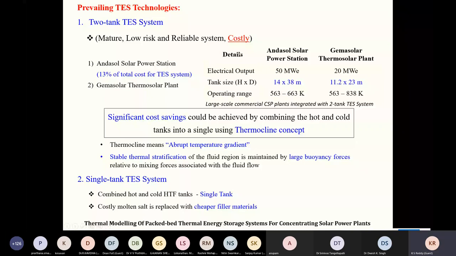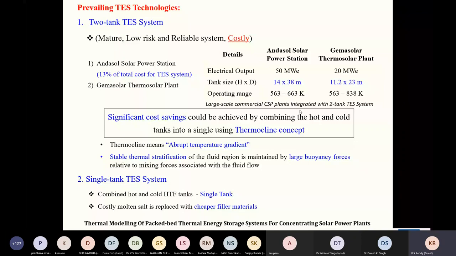There are some power plants across the world, Andasol power station and Gemasolar, another power plant, where they have used large scale power plants with 50 megawatt to 20 megawatt capacity with different temperatures. And of course, there's substantial improvement in that. It's a thermocline, but the problem is 2 tanks is literally 2 tanks. Only 1 tank is ideally in use. So therefore, the cost of these tanks will be high.